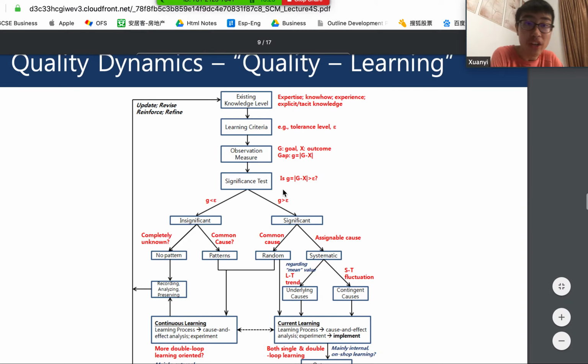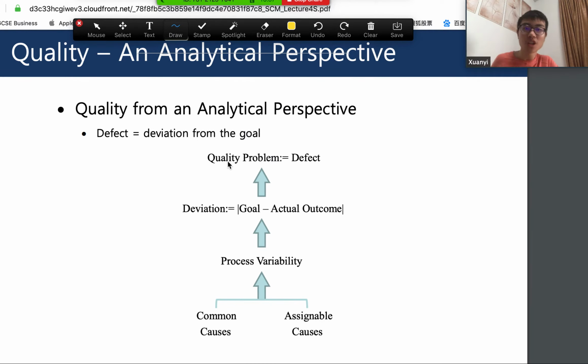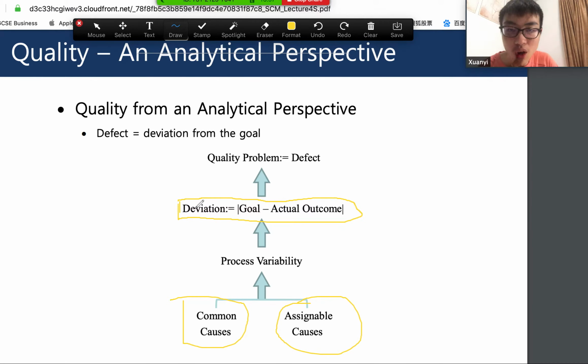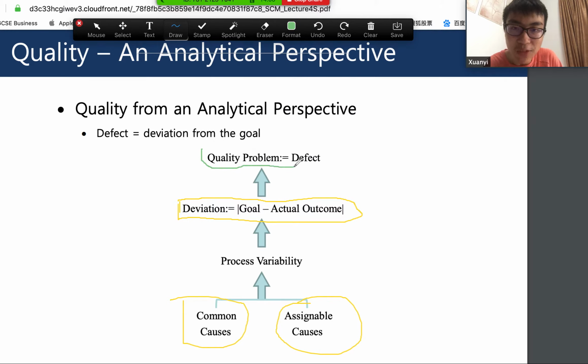Okay, so this is about learning dynamics on quality, and now we are going to the analytical perspective. We are now discussing quality from an analytical perspective. So first of all, as I discussed before, there are common causes and assignable causes. Common causes are causes that are kind of random. Assignable causes are causes that have some reason behind them, and then we try to process it, and then we get a deviation. So this page is basically a summary of the first, to emphasize your understanding of the diagram just now. Then the deviation is basically the gap between the goal and the actual outcome. And afterward, we'll identify the problem, whether it's significant or not.